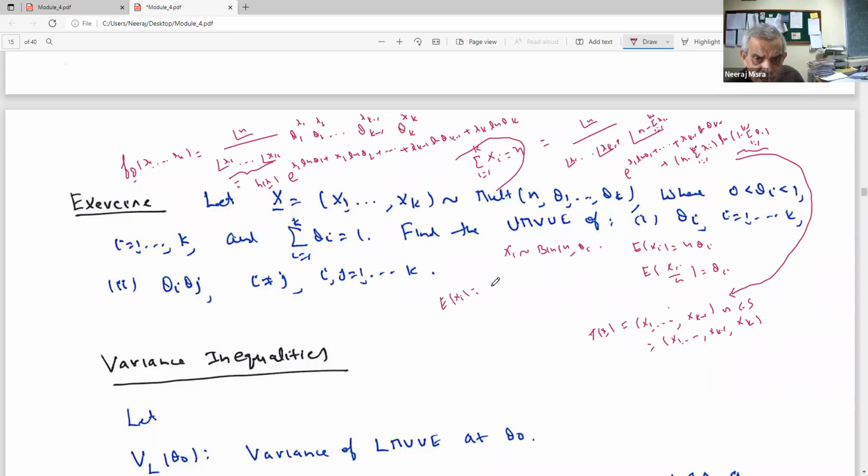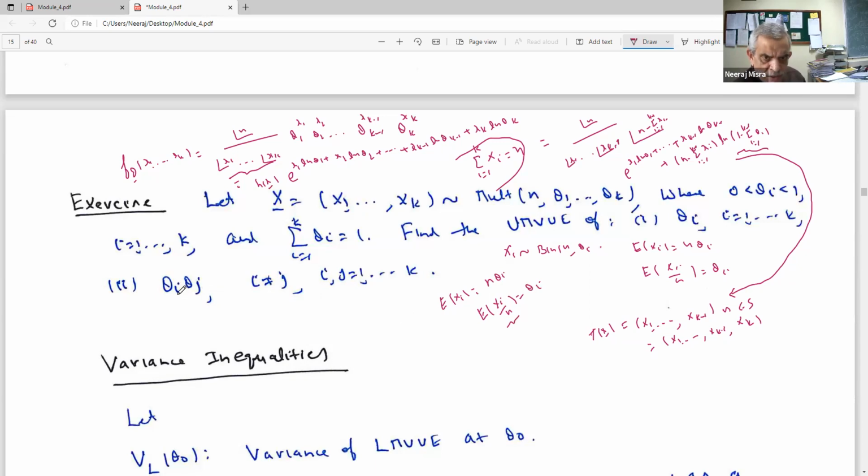Now xi is binomial(n, theta i), so the expected value of xi is n theta i, so the expected value of xi upon n is theta i. So this is a function of a complete sufficient statistic, unbiased for theta i, so it is the UMVU for theta i.